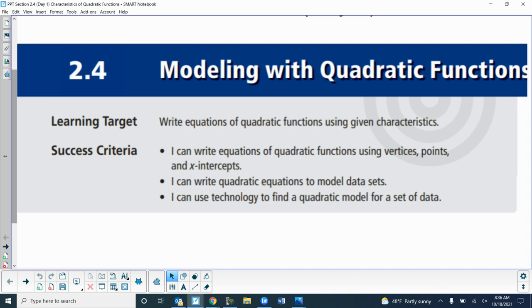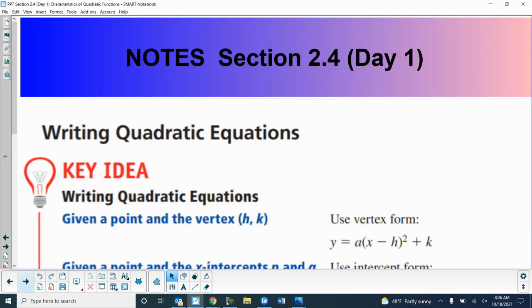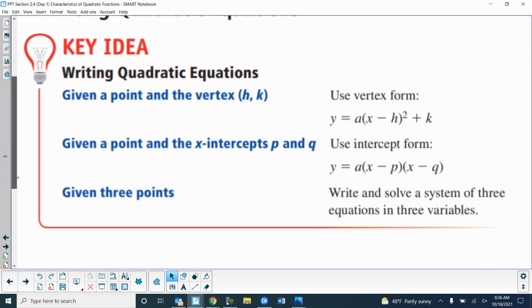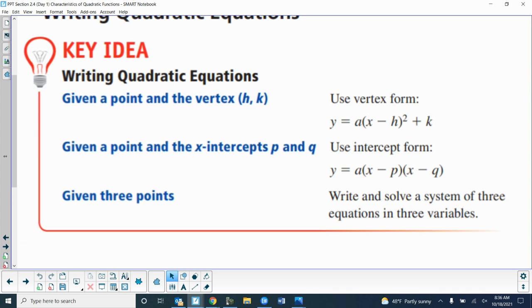Given a vertex and a point, we can write the equation using vertex form. If we've got the x-intercepts, we can write the equation using intercept form. Okay? So here's the two forms again for review. All right? Remember, and here's where some of us messed up the other day.